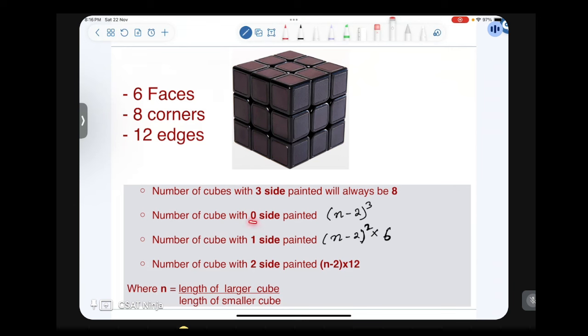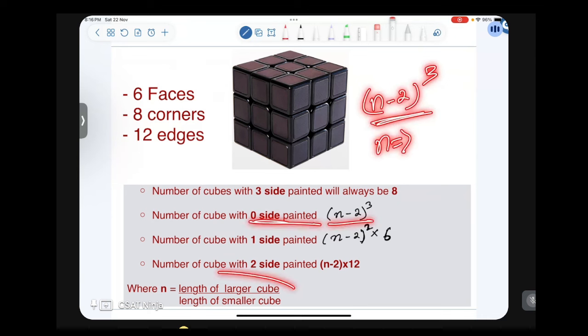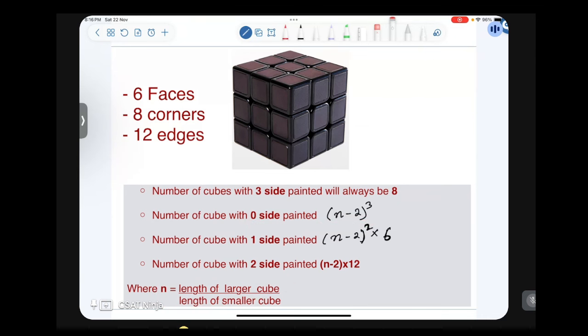If you want to find for zero-side bended, the formula is simply this one: n minus 2 to the power 3. So n means, I'm repeating again, the length of the larger cube divided by the length of the smaller cube. So that is how we use this formula.